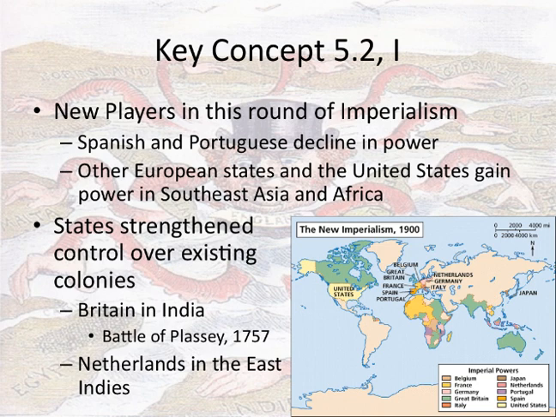The Dutch had already had inroads into the East Indies. They were a trading post empire, but as their own armies gained power, they start to increase their influence throughout Southeast Asia. So states strengthen control over their existing colonies by entrenching even more power.